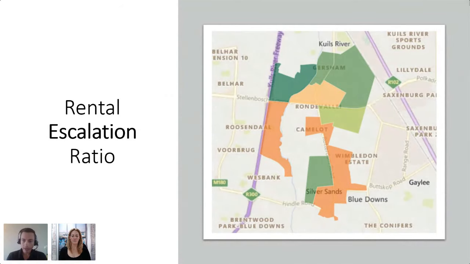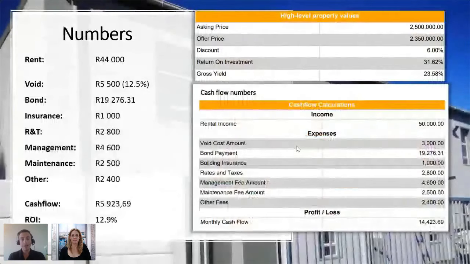Now, the area that this deal is in is Camelot, in the Western Cape. Here, the color legend says it has a low chance of going up in rent year on year, or next year. So there's probably a chance that it's going to go down. All of that factored into my decision making. The deal made sense on the surface, but based on this data driven approach, I can now work out the accurate numbers.